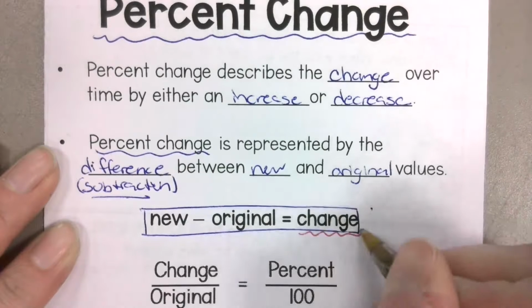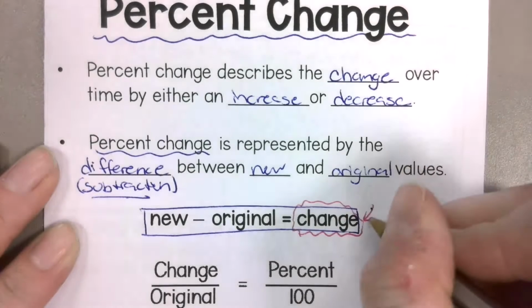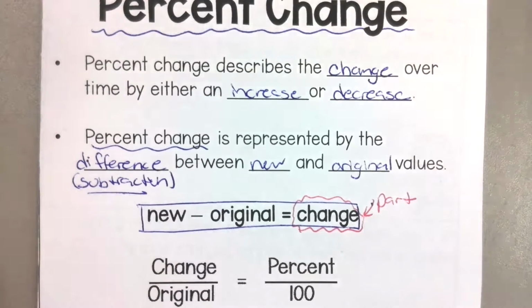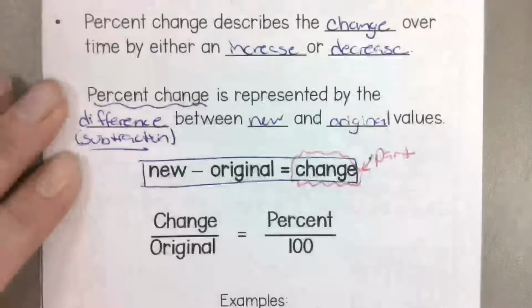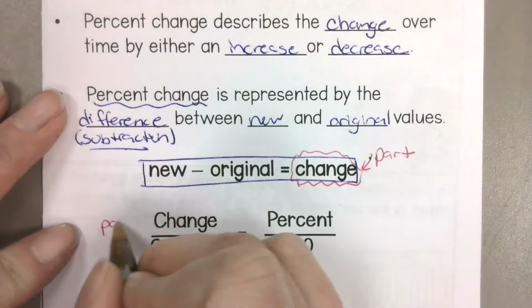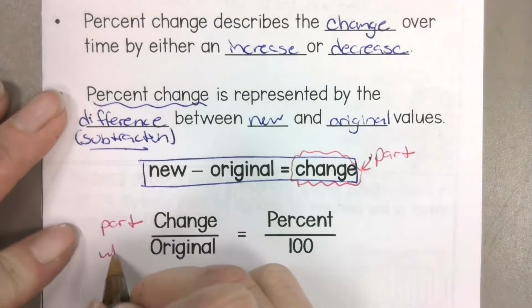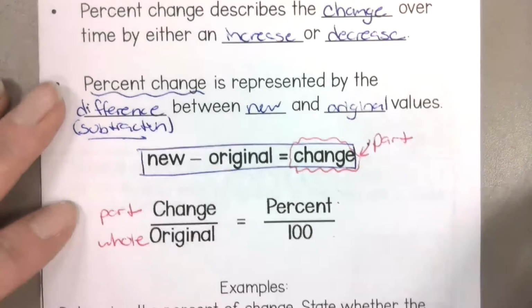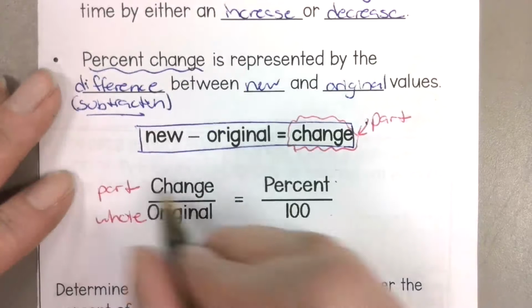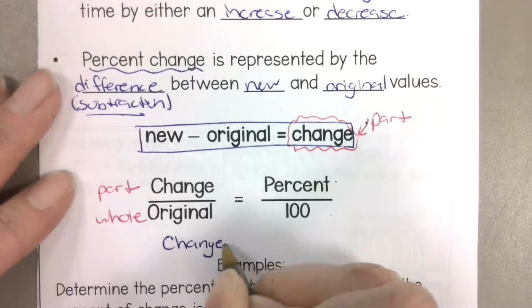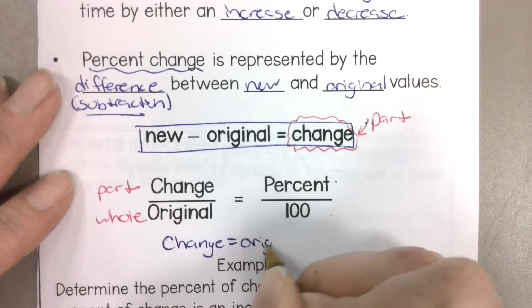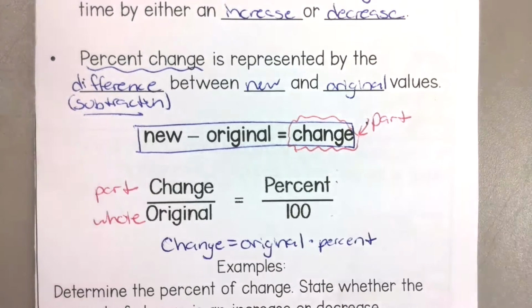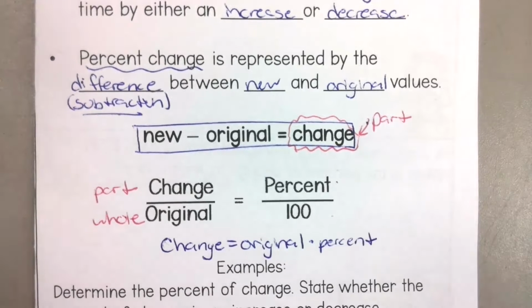Now, this change will be taking the place of the part in both the equation and the proportion. So you can see below, in our proportion, the change is the part, the original is the whole, and then we have percent over 100. In our equation, the change is the part, so we have change equals original times percent.